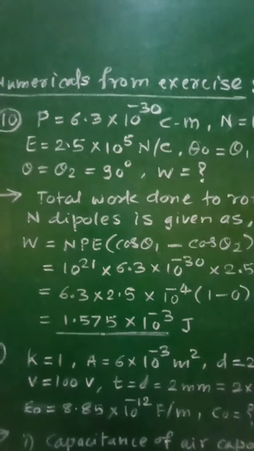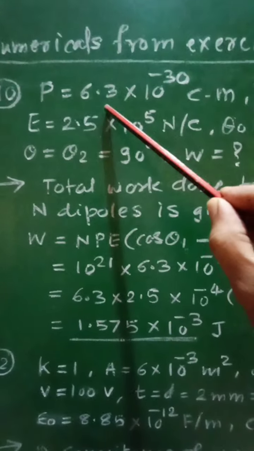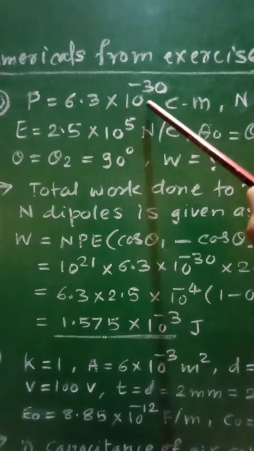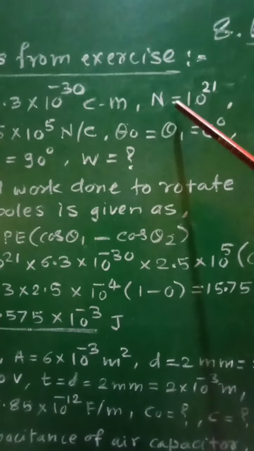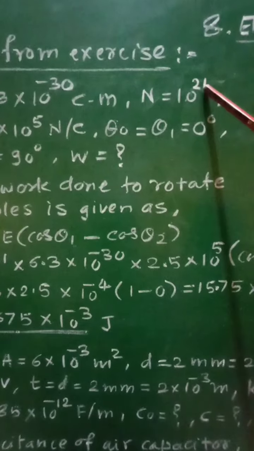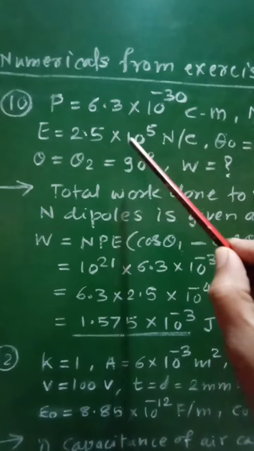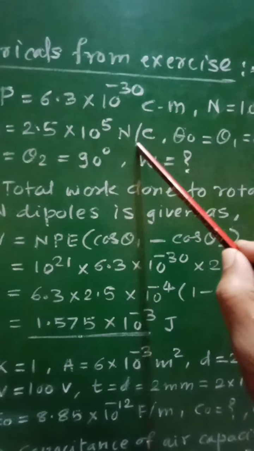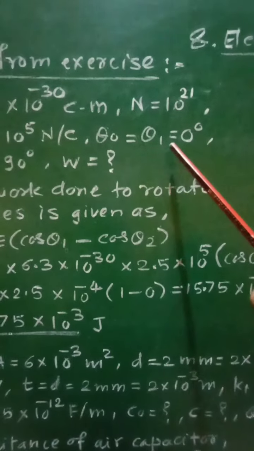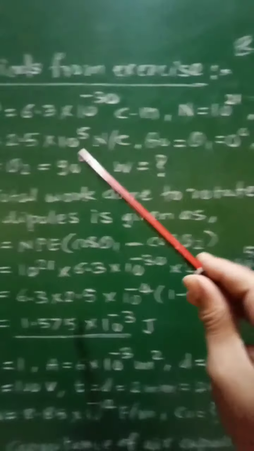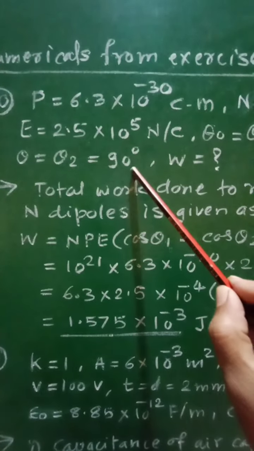And therefore for this numerical, the given data is the dipole moment P equal to 6.3 into 10 raised to minus 30 coulomb meter. Then number of molecules N equal to 10 raised to 21. Electric field E is equal to 2.5 into 10 raised to 5 Newton per coulomb. Theta naught, that is theta 1, is equal to 0 degree, and theta 2 will be equal to 90 degree.